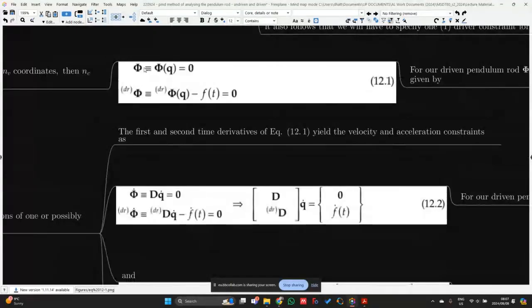In other words, we simply take these two equations, 12.1, and we derive it once, so then we get these matrix-based equations over here. And in this case, we know that D denotes the Jacobian matrix. And then we can just extract q dot, so that will be our velocity vector. And over here for the driver constraints as well, we know that it's going to be a function of time, so we're just going to derive that function of time to get it in relation to the actual velocity.